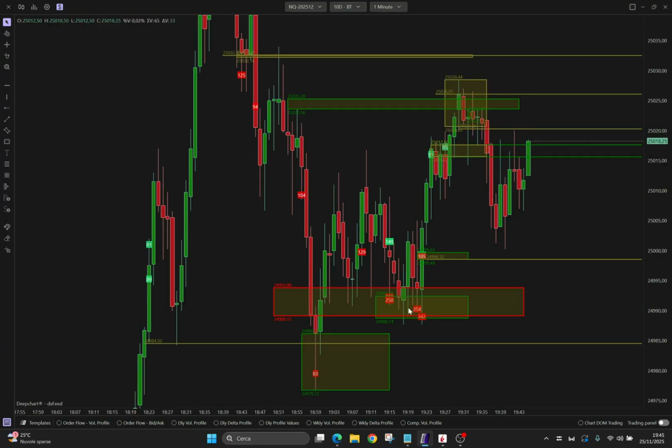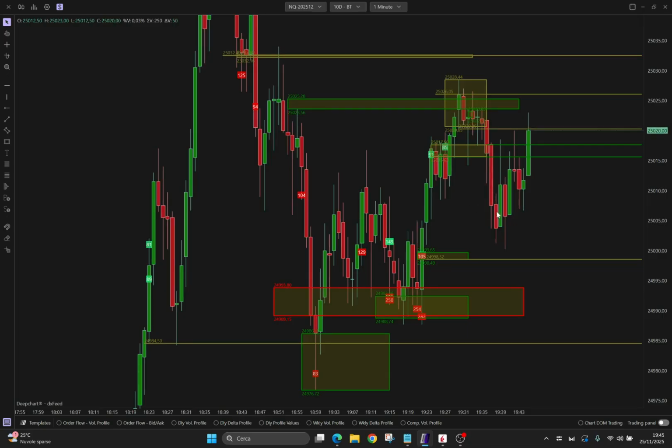Here, the scenario changes. I have information that is telling me there is a huge absorption. You don't want to go short. You want to go long. Understand? If you only use structure, you will search for short, short, short, short. You will take four stop losses.